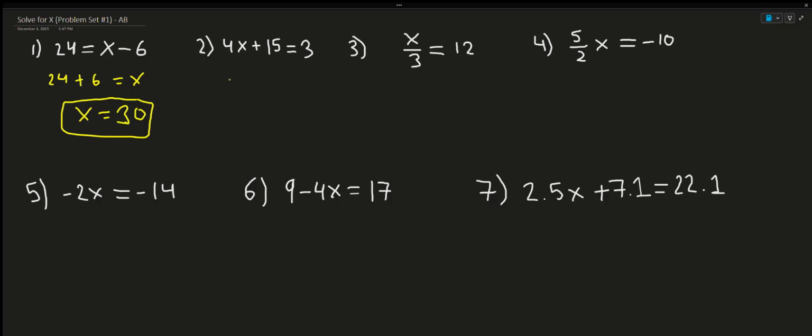Alright, the next problem. 4x plus 15 is equal to 3. What we can do here is bring the 15 to the right hand side so that 4x is equal to 3 minus 15. And 3 minus 15 will give us negative 12. And we can simply divide both sides by 4 to get rid of the 4's here, such that x is equal to minus 3.